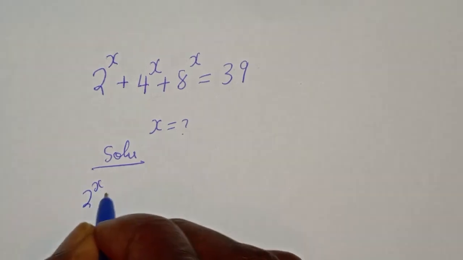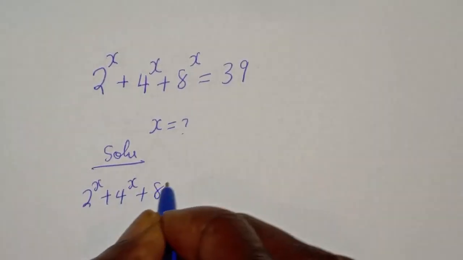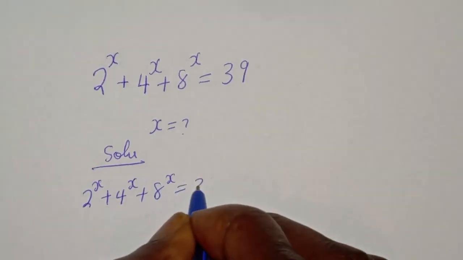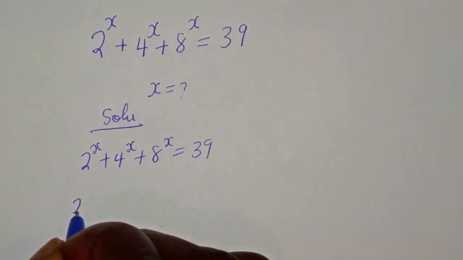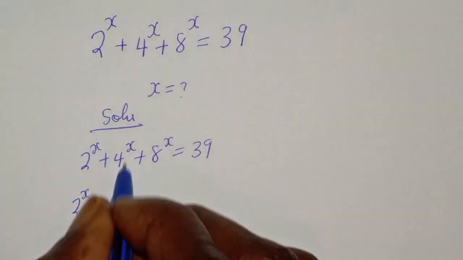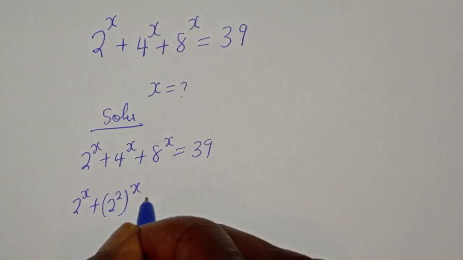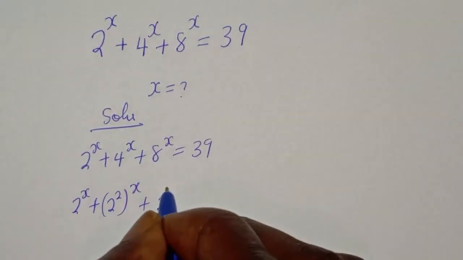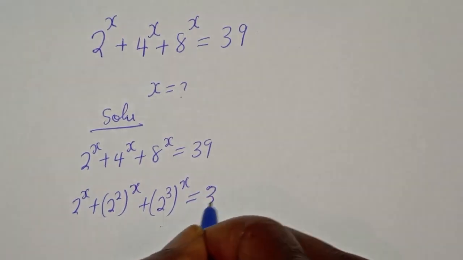2 raised to power s plus 4 raised to power s plus 8 raised to power s is equal to 39. And this is 2 raised to power s plus this can be written as 2 squared to the power of s plus this is 2 raised to power 3 to the power of s is equal to 39.